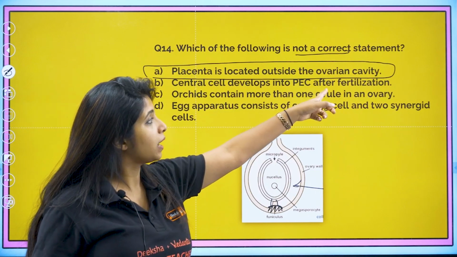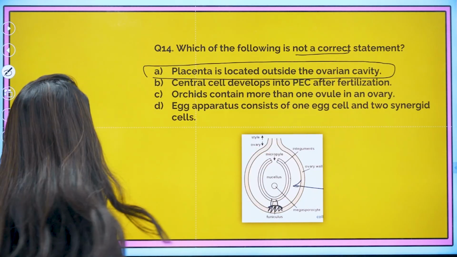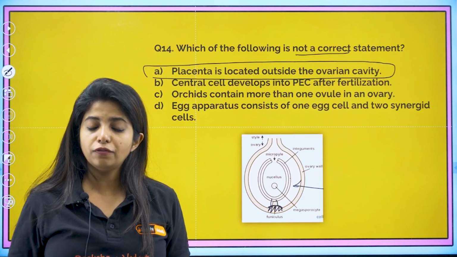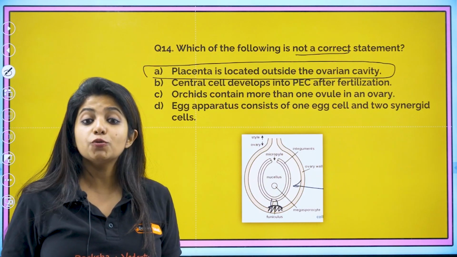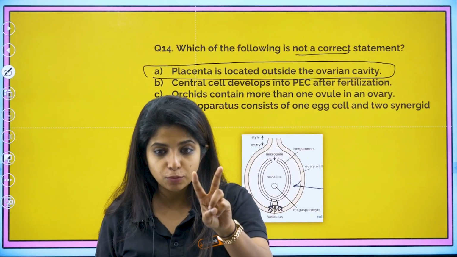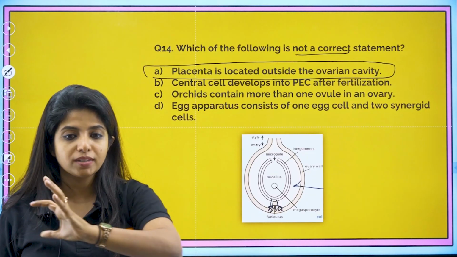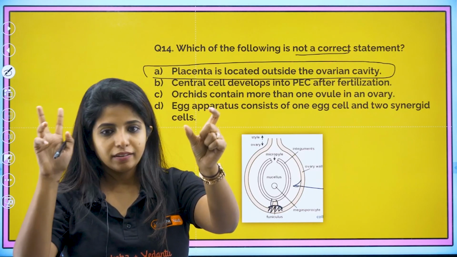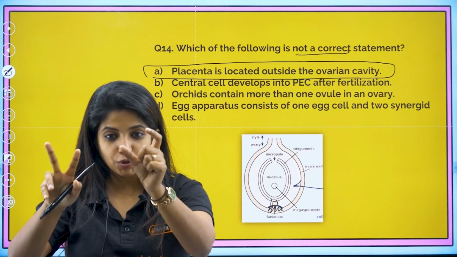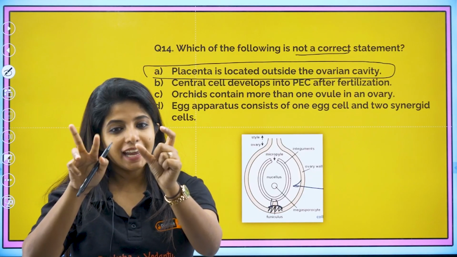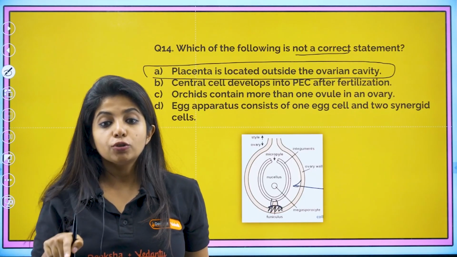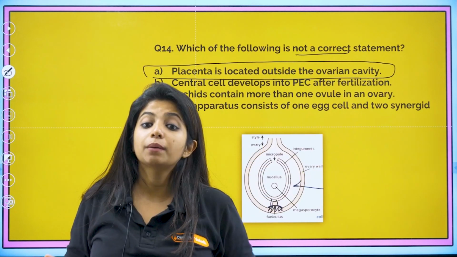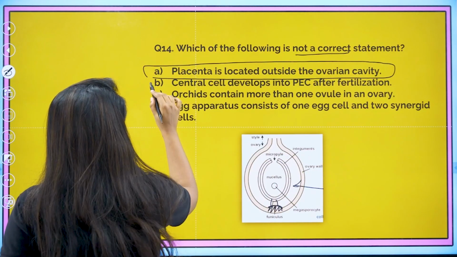Central cell develops into primary endosperm cell after fertilization. Does it? Yes, it does. And this is known as triple fusion. What is happening? There are two male gametes being formed. One male gamete fuses with the egg cell to form the zygote. The second male gamete comes and fuses with the two polar nuclei. So three nuclei are there, all of them haploid. So a triploid nucleus is being formed over here, and the cell itself where all this is happening transforms into the primary endosperm cell. So this is also correct.